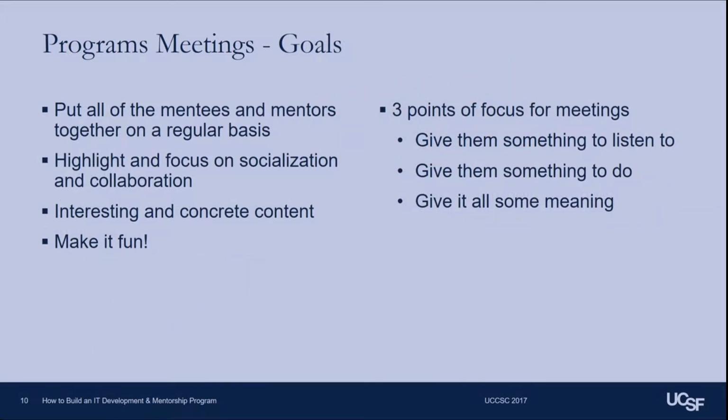And so what are the goals that we try to accomplish when we run these program meetings? And that is to put all of the mentees and mentors together on a regular basis. So again, it's so much more than that one-on-one relationship, but now you can get all of these brains and these very smart people in the same place. And we focus on that socialization and collaboration.